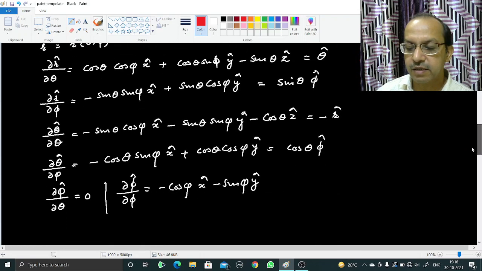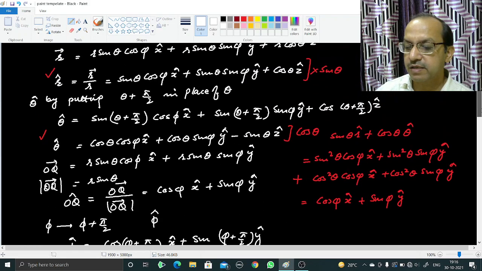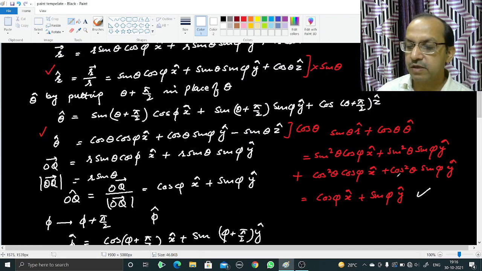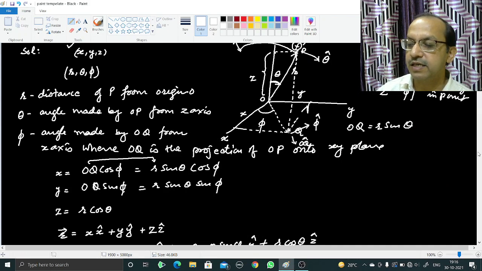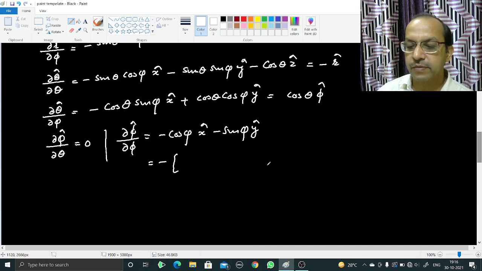It is here. If I take common minus, it will be cos phi x cap plus sin phi y cap, which is this quantity. So it can be written as sin theta r cap plus cos theta theta cap.